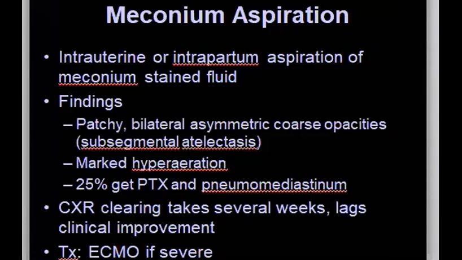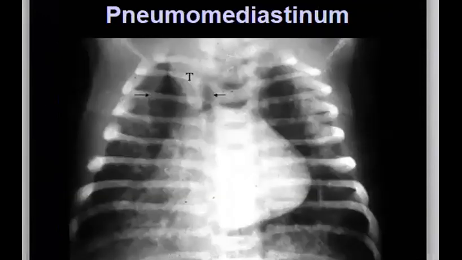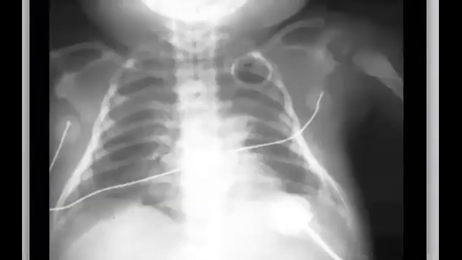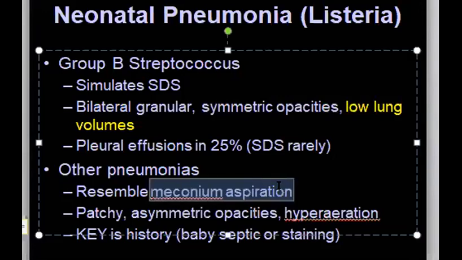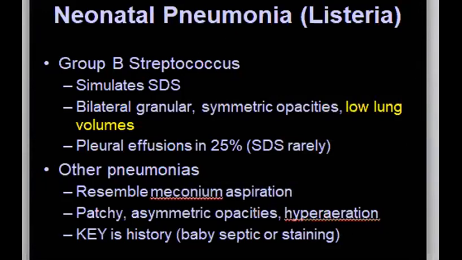This one we mentioned meconium aspiration. This one mentioned pneumomediastinum. Sorry, come back to this one. This one will be pneumonia, and the most important thing to know is whether it is low lung volume, so it will be the group B differential, or high lung volume, so it will go with the other differential. The other pneumonia, which is non-group B, will be the differential of meconium aspiration.